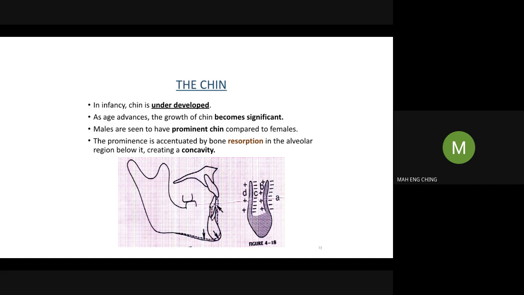You see there's an alveolar process. Just beneath this alveolar process, there's a resorption. When the resorption happens, it creates a concavity. It's like the chin will stick out a little bit. So when you get older, the chin will become more chinny. That's common.